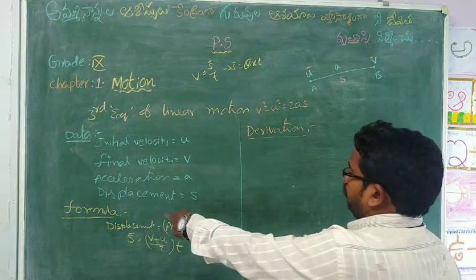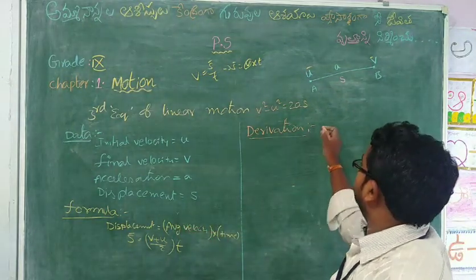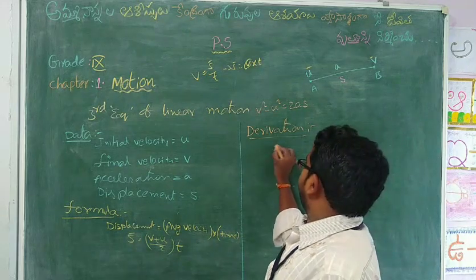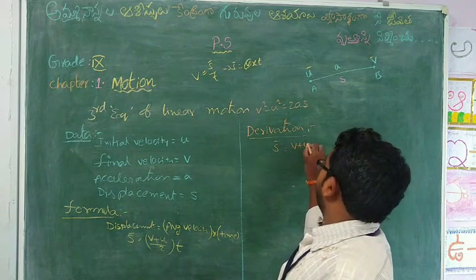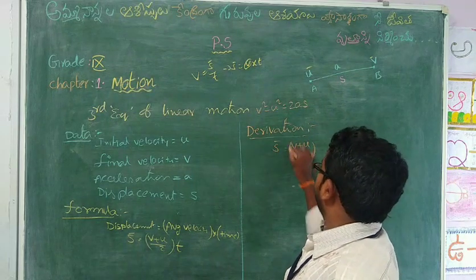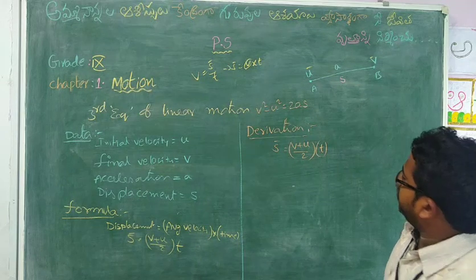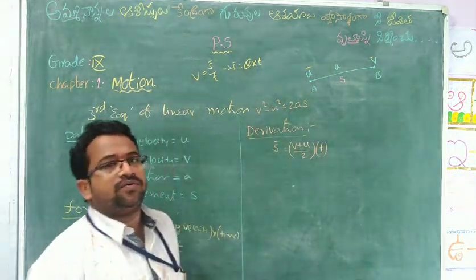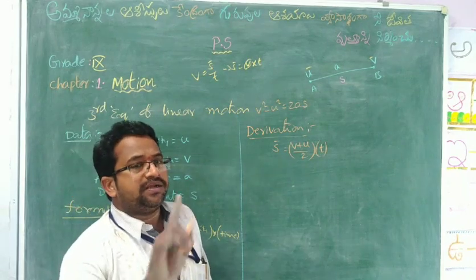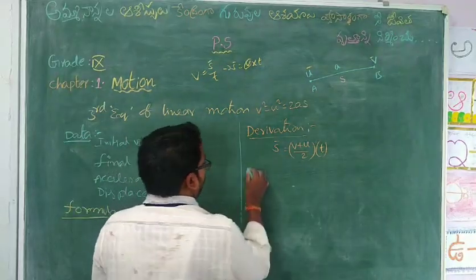So, what is the formula? Displacement is average velocity into time. So, from that we will start. Displacement S is equal to average velocity, V plus U by 2, into time T. But see one thing. What is the acceleration formula? A is equal to V minus U by T. Yes or no? Yes. So, we will see that one.